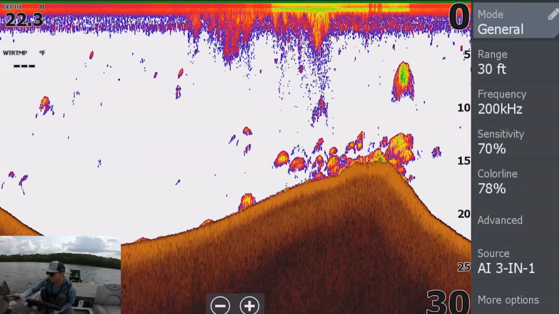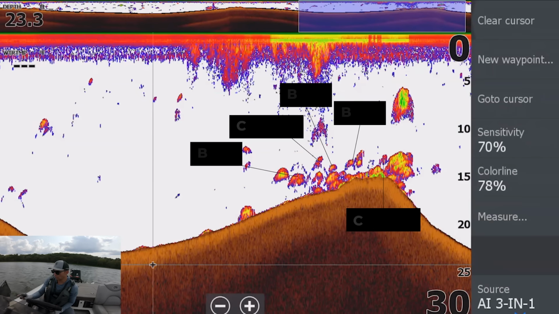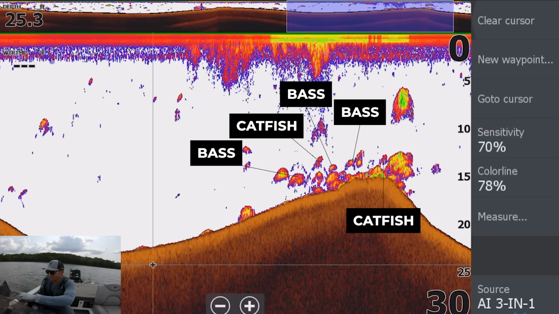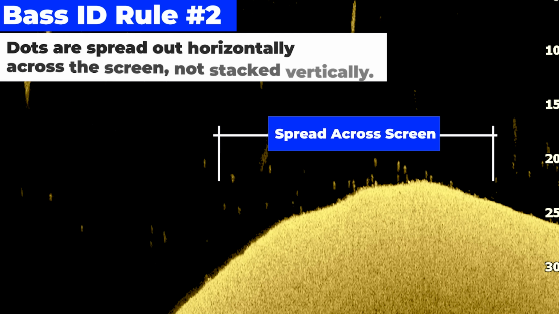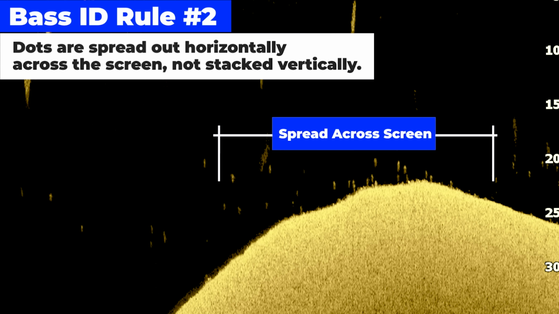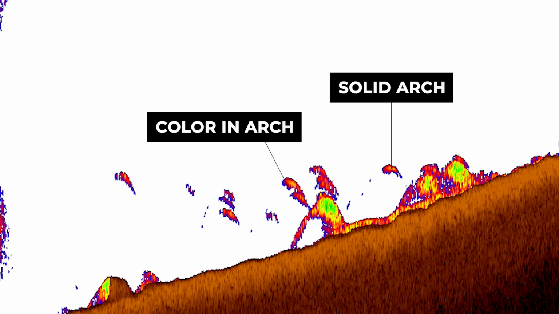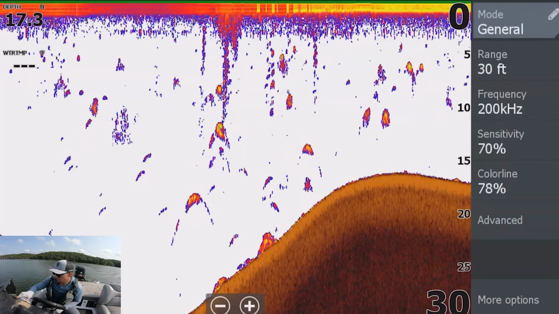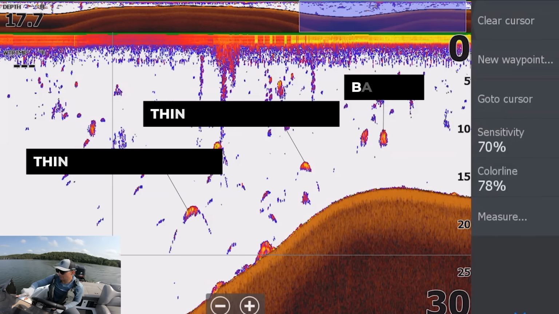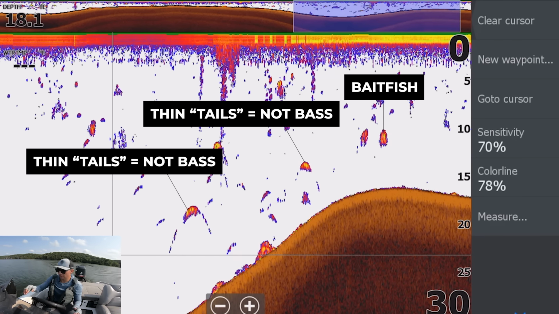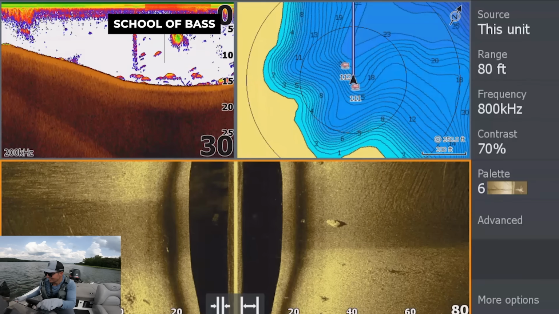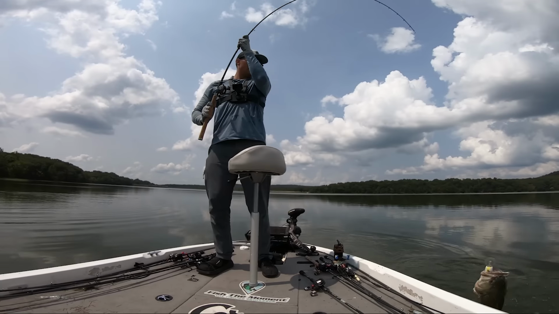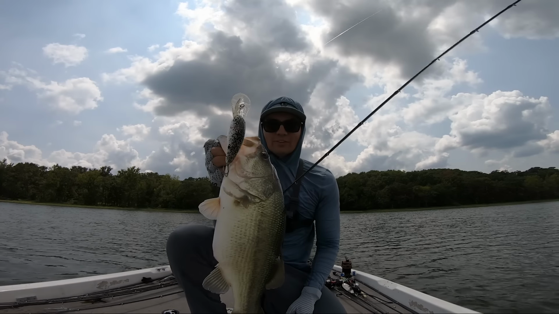In my opinion, the most important skill for an offshore bass fisherman is learning how to differentiate bass from other species of fish on their fish finder. In this video, I'm going to share 3 simple rules that will help you identify bass on your downscan and 2D sonar views. I'll also take you out on a lake that's full of non-bass species like drum, catfish, and gar, and show you how I differentiate the bass in real time on the water to put some big bass in the boat. Let's get into it.